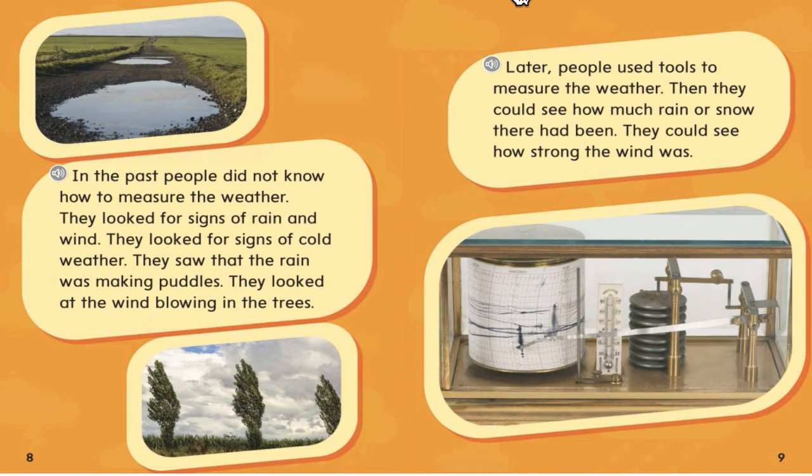In the past, people did not know how to measure the weather. They looked for signs of rain and wind. They looked for signs of cold weather. They saw that the rain was making puddles. They looked at the wind blowing in the trees.